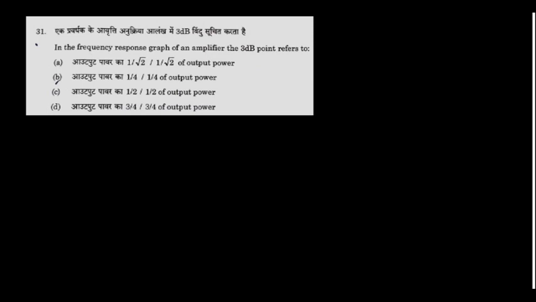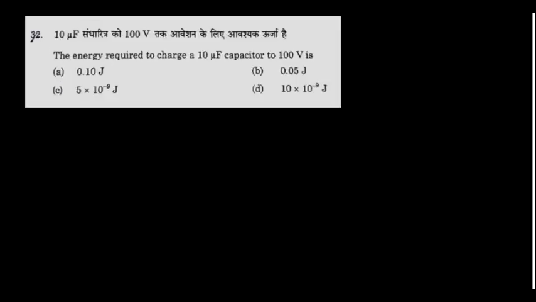In the frequency response graph of an amplifier, the 3 dB points refer to 1 by root 2 of the output power. I am not drawing the curve because we have seen many similar questions and solved them many times.